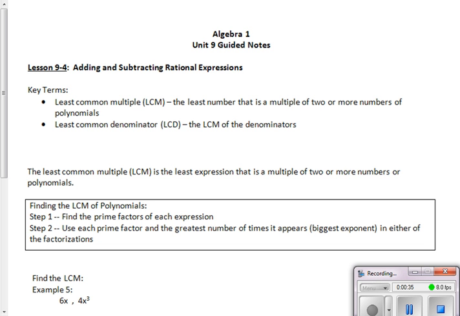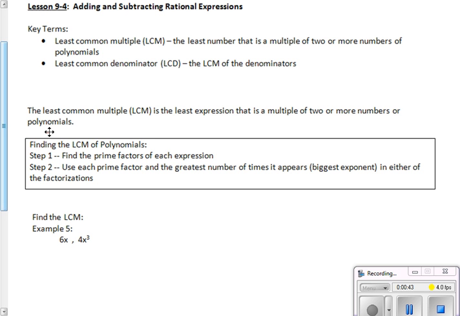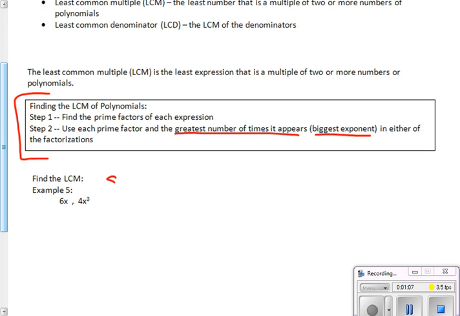I'm going to show you a couple ways that you can go ahead and find least common multiples of polynomials. There are a couple steps here that you can take. The first one is to find the prime factors of the expression, and then use each prime factor the greatest number of times it appears, or also known as the biggest exponent, in either of the factorizations, and then basically multiply that together. So if I use this method here, step number 1 is to find the prime factorization of each of the terms that we have there.